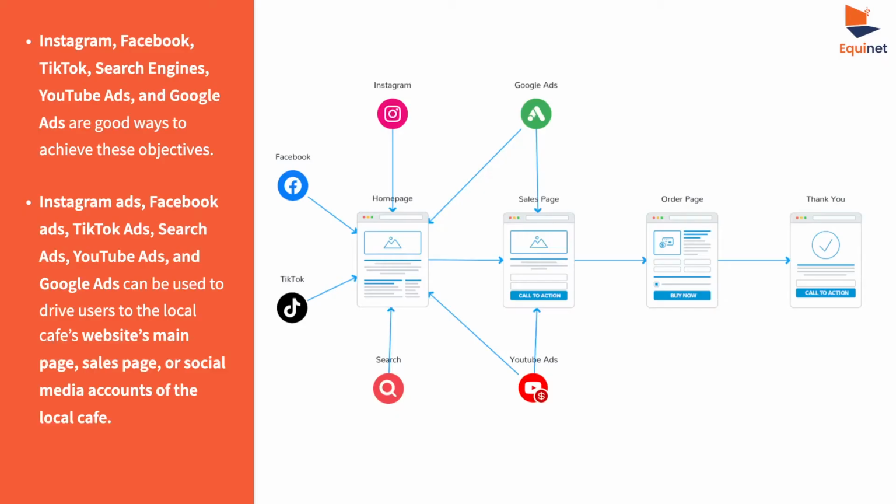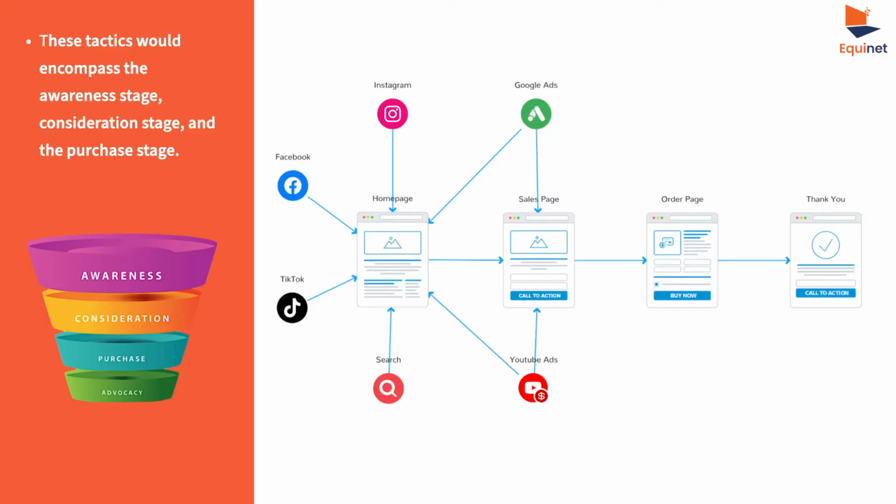Instagram, Facebook, TikTok, search engines, YouTube ads, and Google ads are good ways to achieve these objectives. Instagram ads, Facebook ads, TikTok ads, search ads, YouTube ads, and Google ads can be used to drive users to the local cafe's website's main page, a sales page, or even to the respective social media accounts of the cafe. These tactics would encompass the awareness stage, consideration stage, and the purchase stage.